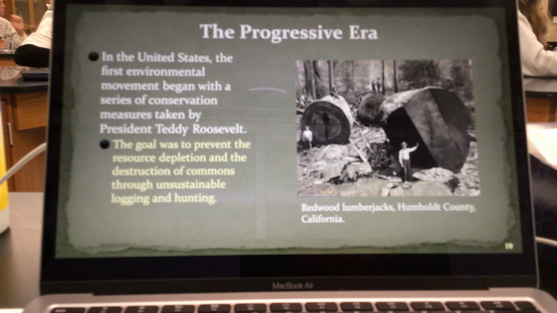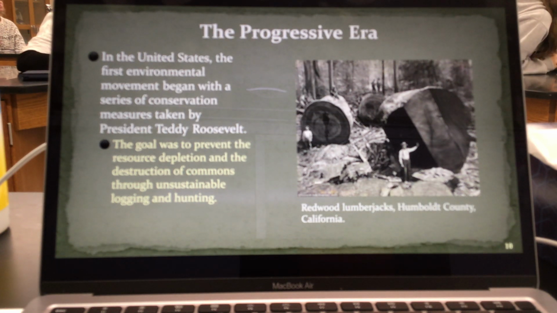All right, so just a little side note here: the Progressive Era. We were coming from the industrial revolution. Things are progressing. People are expanding, populations are growing, but also thinking is changing a little bit. So in the U.S., the first environmental movement began with a series of conservation measures put into place by Teddy Roosevelt. He started to see, hey, our actions are changing our landscape. Things are changing around here, and that's probably not going to be great.